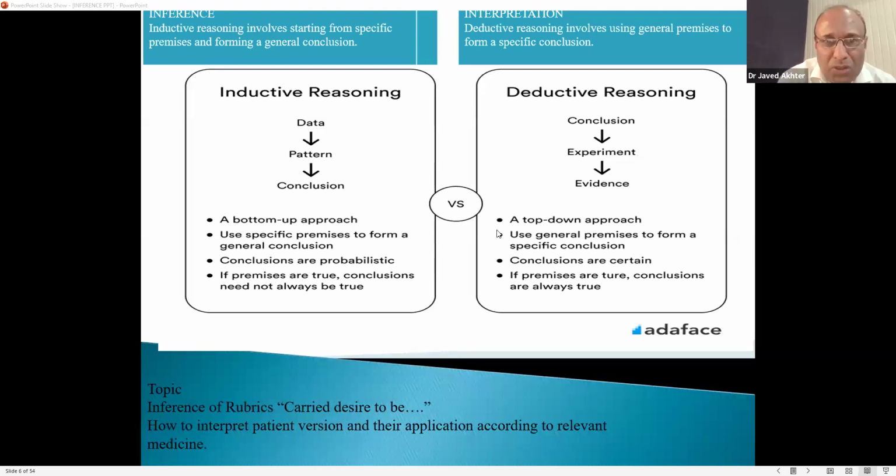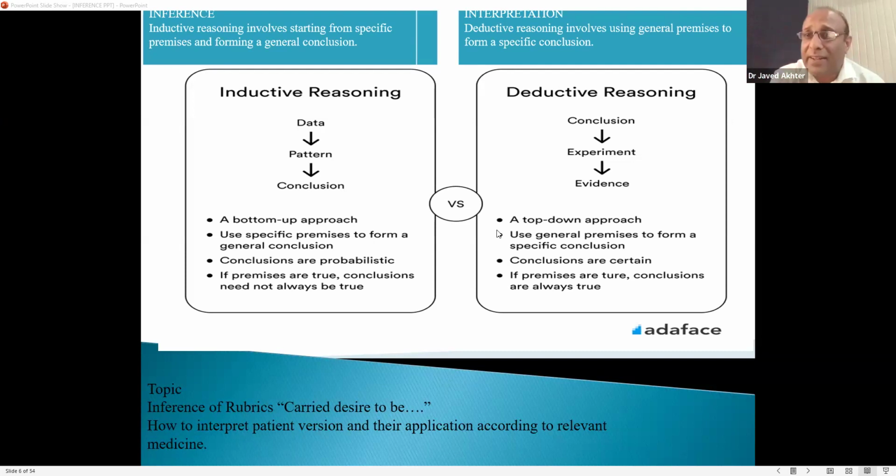A bottom-up approach uses specific premises to form a general conclusion. Conclusions are probabilistic. Even if its premises are true, the conclusion is not always true. So it is not compulsory that it is true. This data may be true or not true. These are 50%. But this is called the inference. Inductive reasoning is the inference.